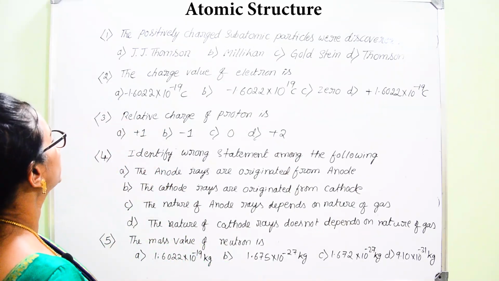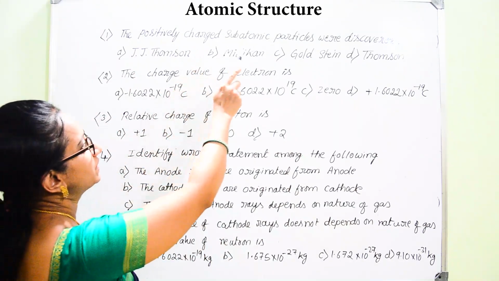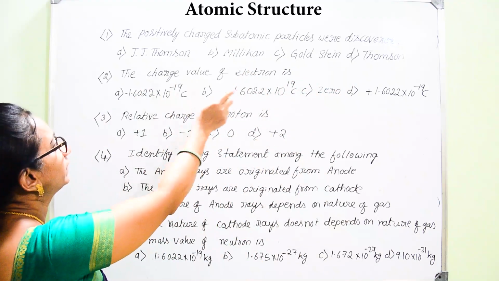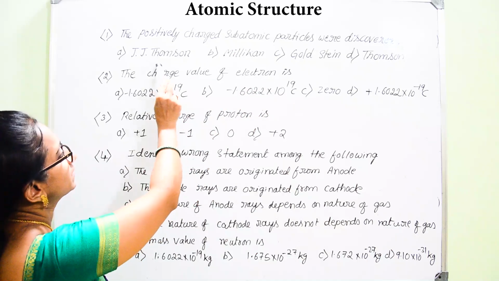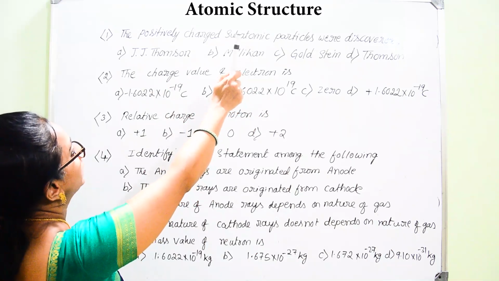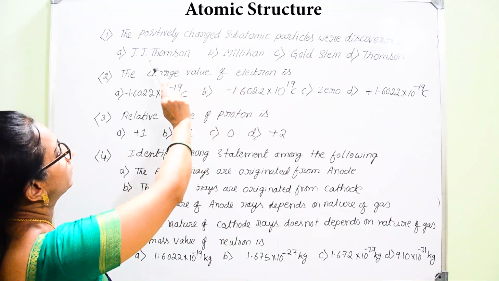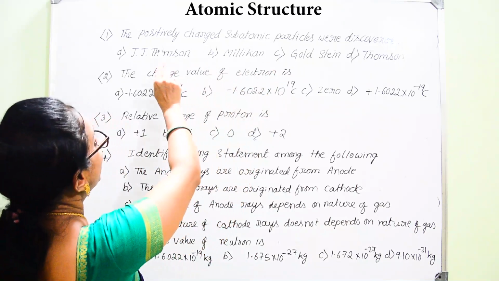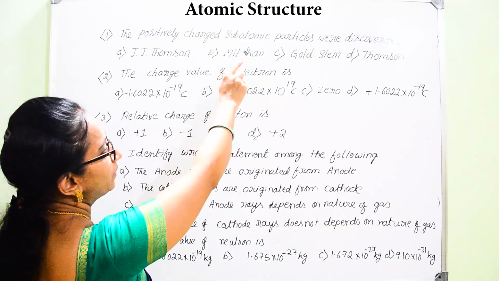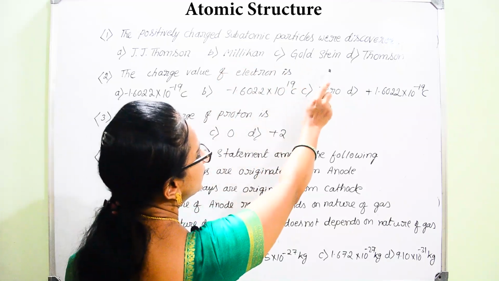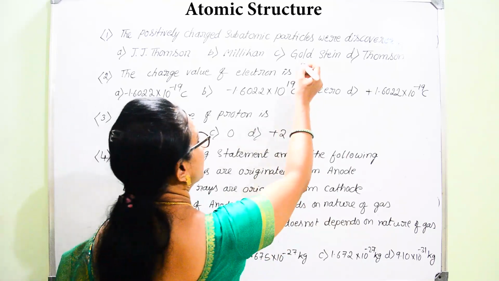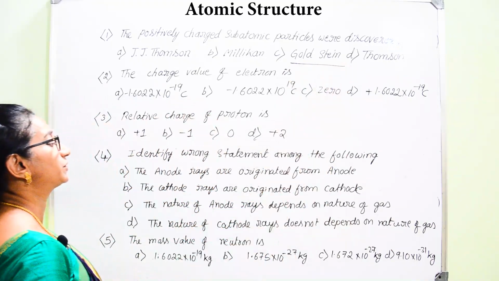So the very first question is, the positively charged subatomic particles were discovered by whom? They are given 4 options. So which is the right option? Here you can remember electrons were discovered by J.J. Thomson. Whereas they are considering the positively charged particles, which means they are obviously protons. Hence, who is that scientist? That is Goldstein. So which is the right option? Option C is the right option.